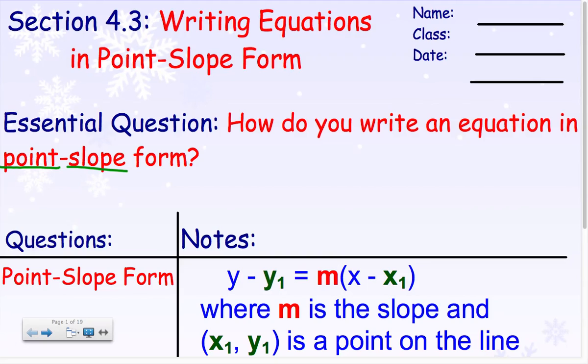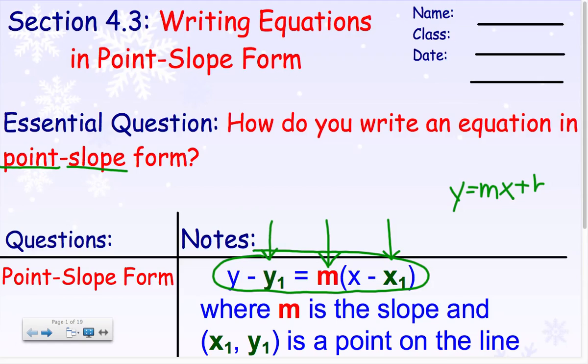Our point slope form looks a little long and complicated, but it's not too bad. Our equation is y minus y1 equals m times x minus x1. M is our slope. X1 and y1 are a coordinate point. So those are the three spots that you replace with numbers, kind of like in y equals mx plus b, you replaced m and b with numbers. In point slope form, you replace y1, m, and x1 with numbers.